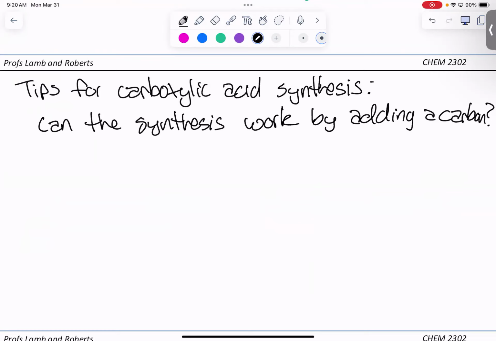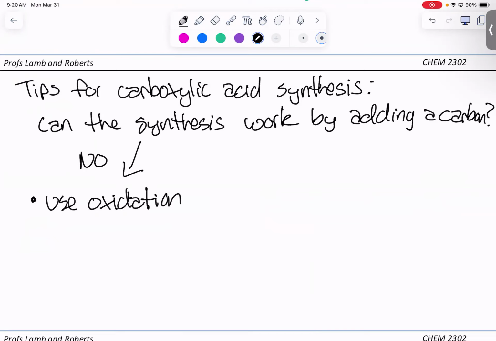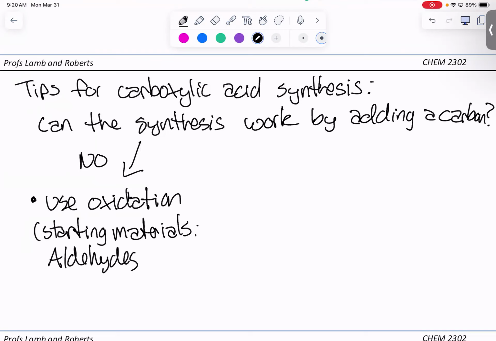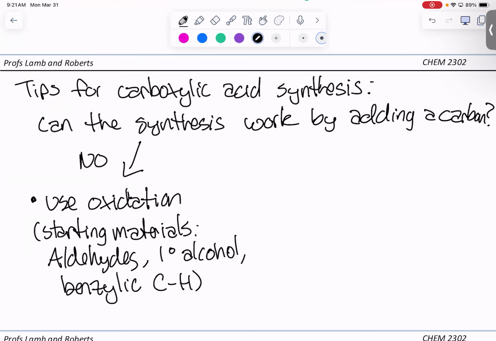All right. If the answer to that question is no, you're not going to add a carbon here. You can use oxidation chemistry. In this case, our starting materials could be aldehydes. Can't start with a ketone. We don't have enough CHs on it, but we can have an aldehyde, a primary alcohol, a benzylic CH bond. There's a number of different things that we can start with.